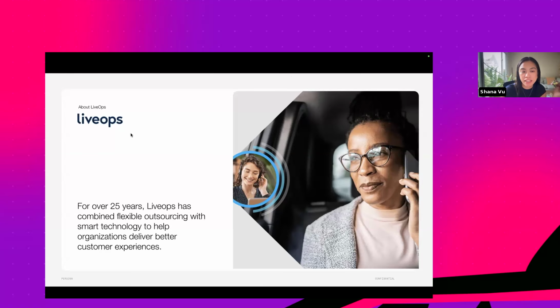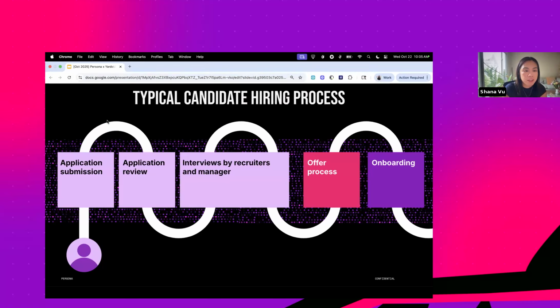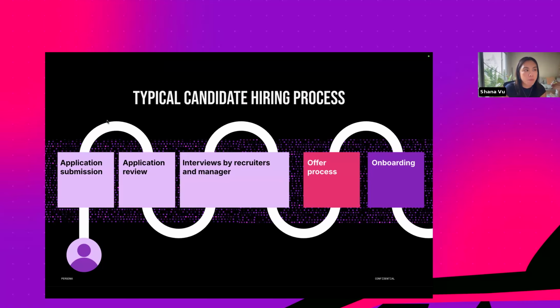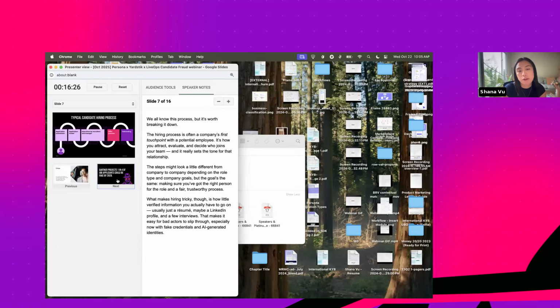Amazing. Yeah, and we're very excited to dig into Liveops' experience with both Yardstik and Persona in a little bit too. So like I mentioned, we wanted to do some context setting before really jumping into a discussion. So I think folks here are probably all familiar with the hiring process. I think all of us have been on at the very least one side of it to get into our current role. But I think it's important to break down why this matters so much for employers, right? A hiring process is often a company's first touch point with a potential employee.